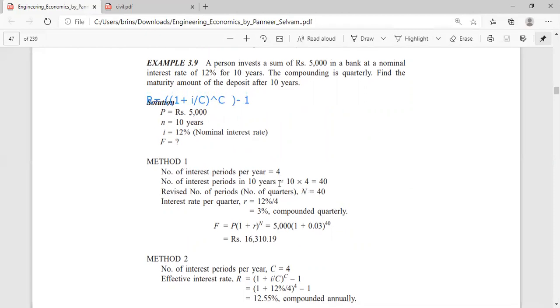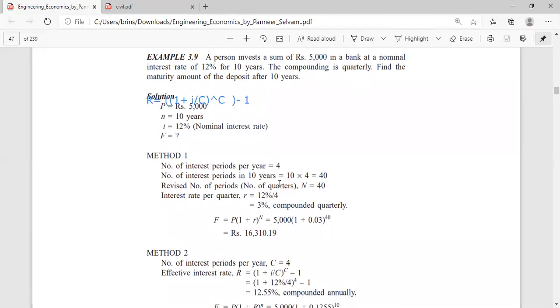So the number of interest periods per year will be 4 times. So 4 times you are supposed to pay the interest, right? Because it is given that the compounding is quarterly. Quarterly means 4 times; half yearly would be 2 times. So that is your 4.